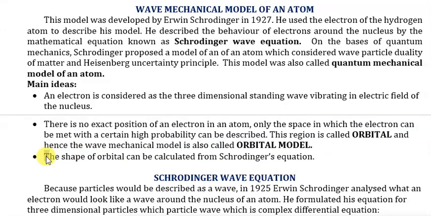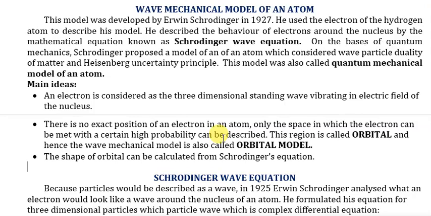Shape of orbital can be calculated from Schrödinger equation. So Schrödinger was the first person to suggest something called the orbital. And what does orbital mean? Orbital is the space in which an electron can be met with a certain high probability. That is, the space around the nucleus where there is a maximum or high probability of finding an electron.